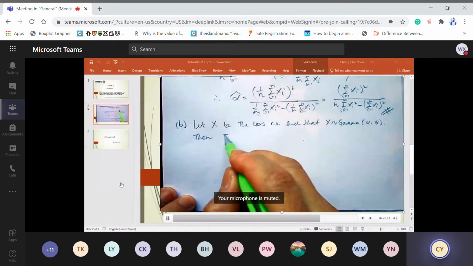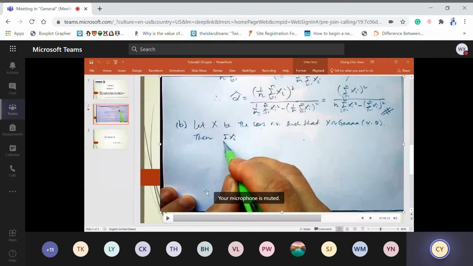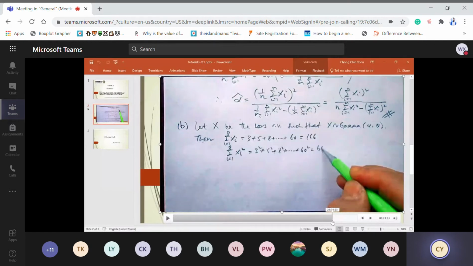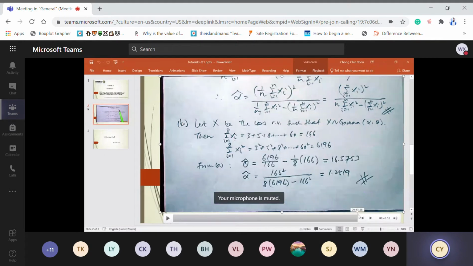Okay, class, I think this is a very simple calculation. Do not waste your time. You have to calculate the summation of x and also the summation of x squared from the data. After that you just put it inside this alpha and theta, and you will get the result.